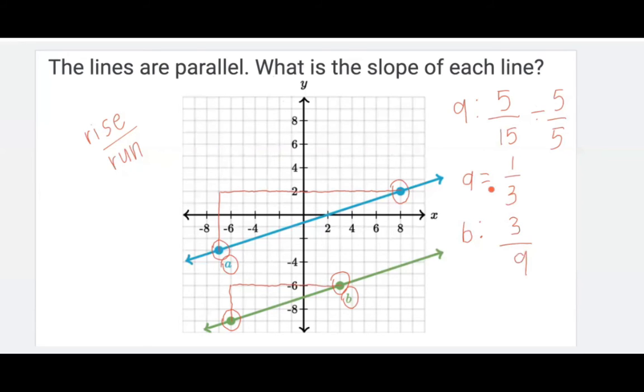Now 3/9 looks different from 5/15 and 1/3. However, notice that you can reduce this by a factor of 3. And once you do that, you get that the slope of B equals 1/3. Once again, we can see a common trend: the slopes of lines A and B are the same.